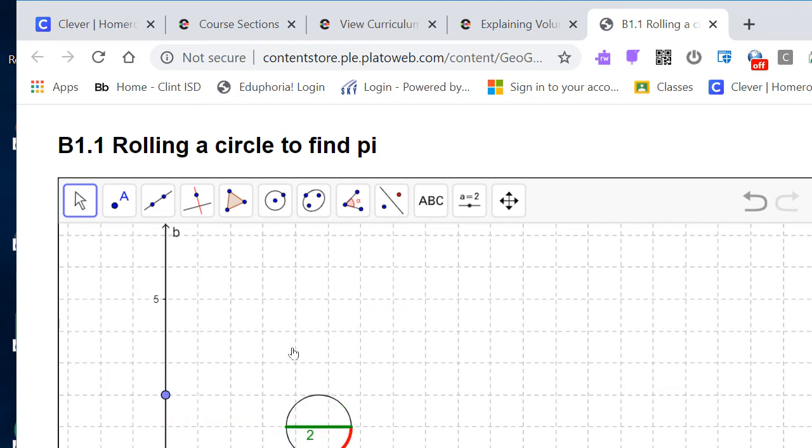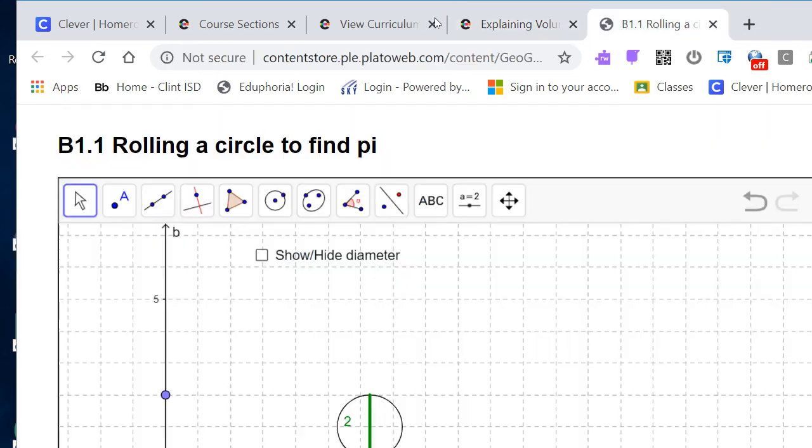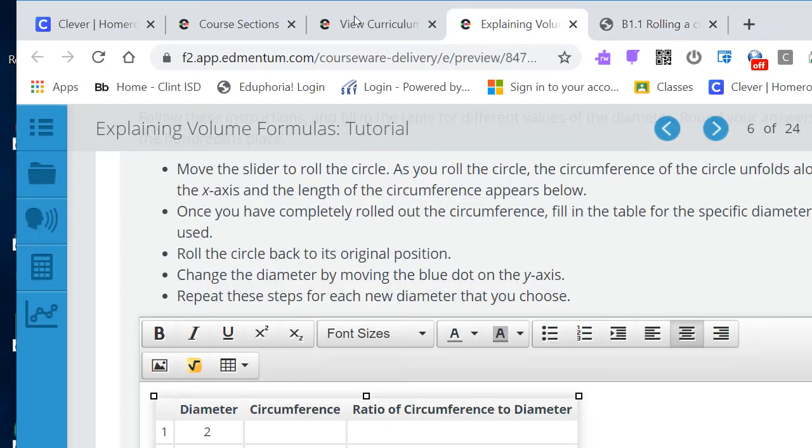Notice how it's expanding. There, that means that my circumference is 6.28. So I'm going to go back and fill out my table. When the diameter is 2, the circumference was 6.28.